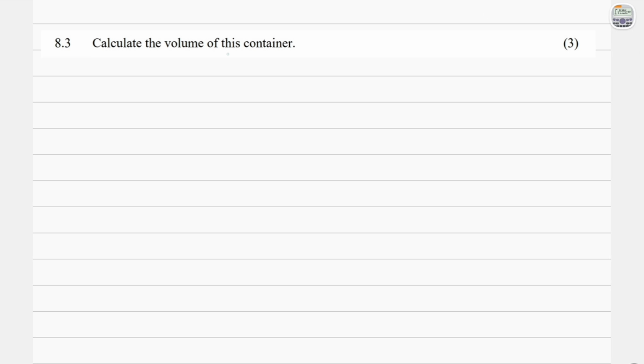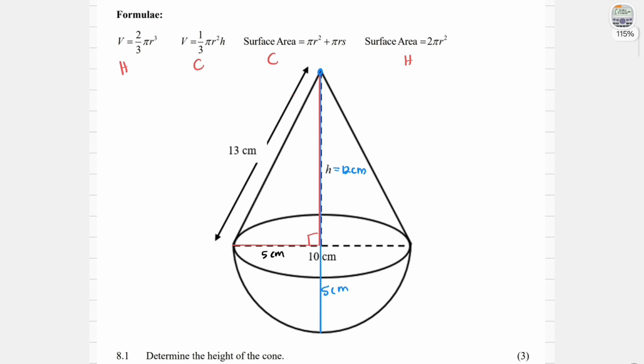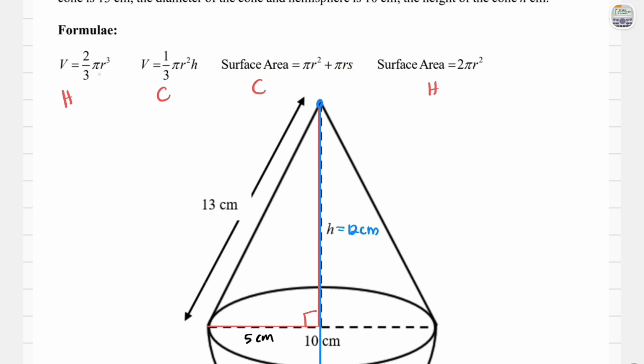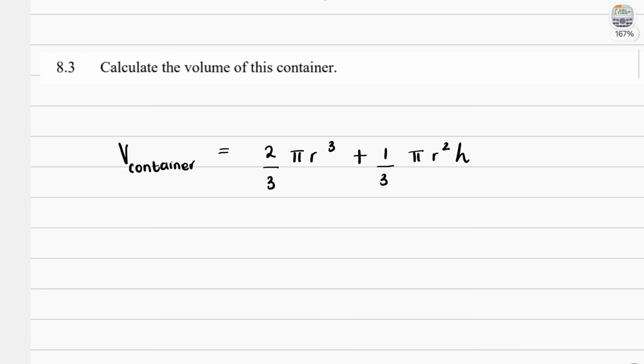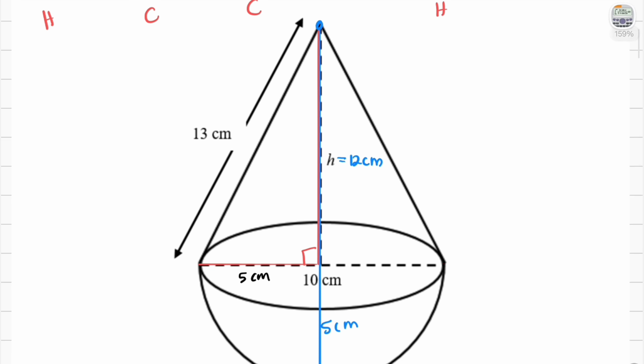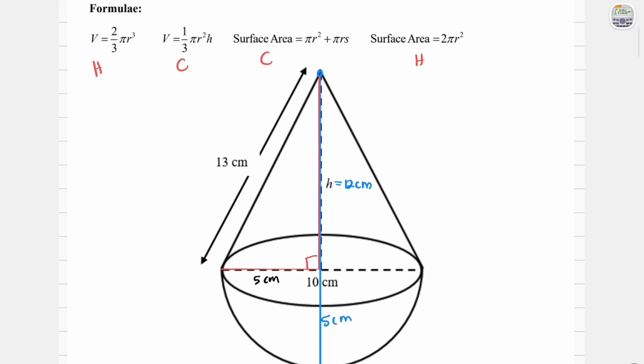Question 8.3 says, calculate the volume of this container. So of the whole container. That would be the volume of the cone plus the volume of the hemisphere. We already have our formulas, so let's put those formulas down first. We can see that the radius they're referring to is still this 5 centimeters, and the height we're referring to, because it's the volume, is the 12 centimeters.